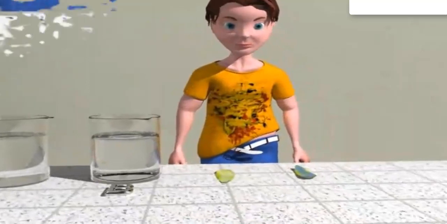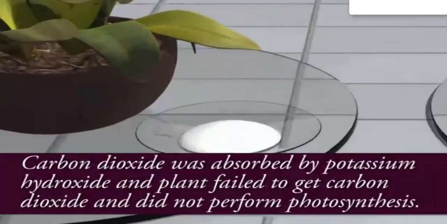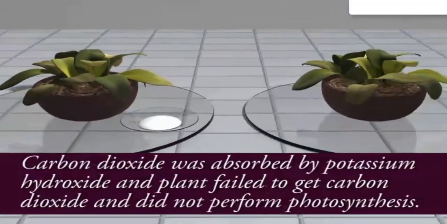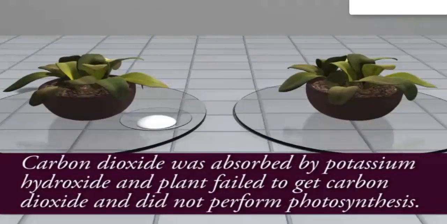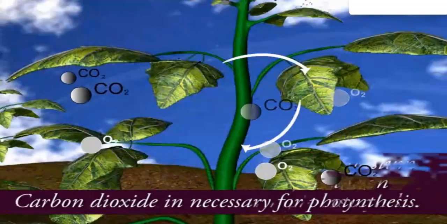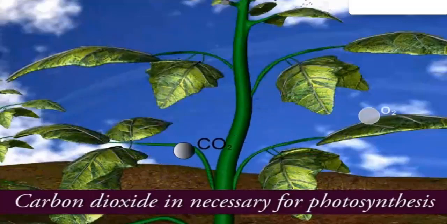What do you observe? The leaf of plant B turns blue, showing the synthesis of starch. The leaf of plant A remains colorless, showing the absence of starch. This is because the carbon dioxide of plant A was absorbed by potassium hydroxide and the plant failed to get carbon dioxide and did not perform photosynthesis. This shows that CO2 is necessary for photosynthesis.